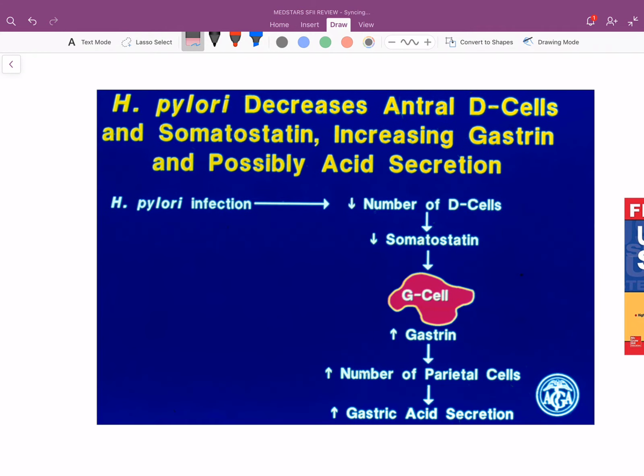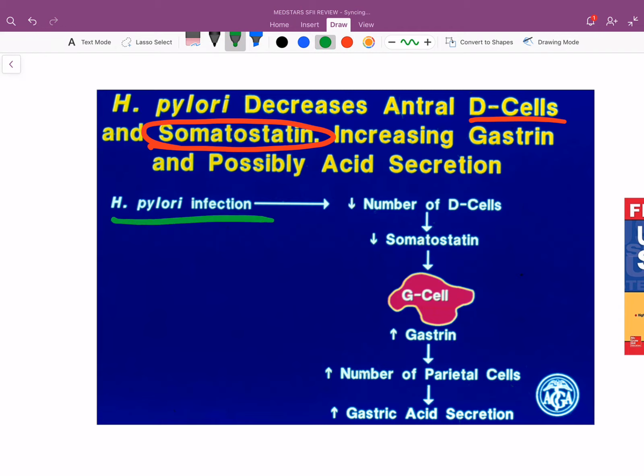One more thing about Helicobacter pylori is that it destroys the D cells. What do the D cells do? D cells secrete somatostatin. Statin, meaning it turns everything off. So somatostatins, since they turn everything off, they actually inhibit G cells, right? They inhibit G cells from secreting gastrin. Because don't forget, somatostatin turns everything off. So if you get rid of the people that turn things off, that means that everything is going to be turned on.